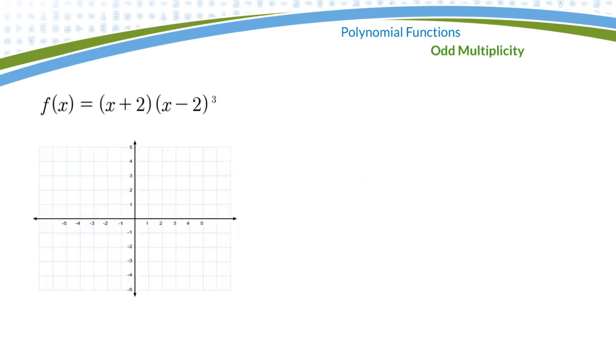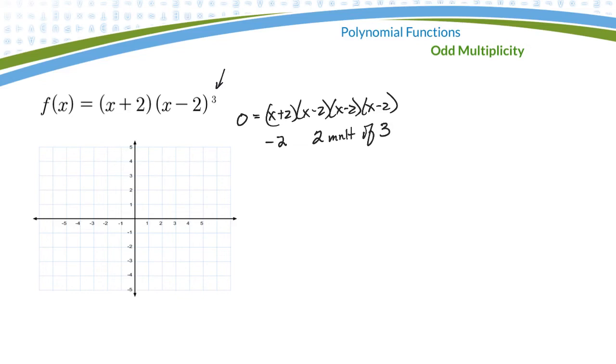Let me show you what happens when you have a multiplicity that's odd, like this one. So it's similar kind of graph. Let's set it equal to 0. And so I have x plus 2, and then I've got 3 of these this time. So I have negative 2 is one of the x-intercepts. Positive 2, since there's 3 of them, I'll say it's positive 2 with multiplicity of 3.